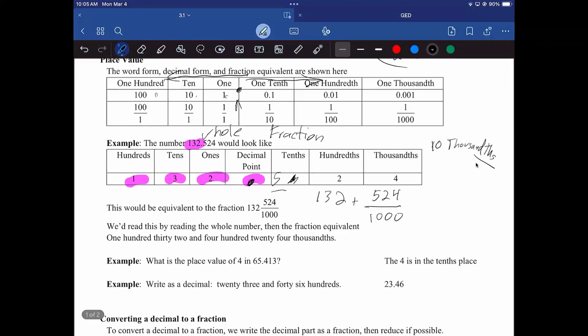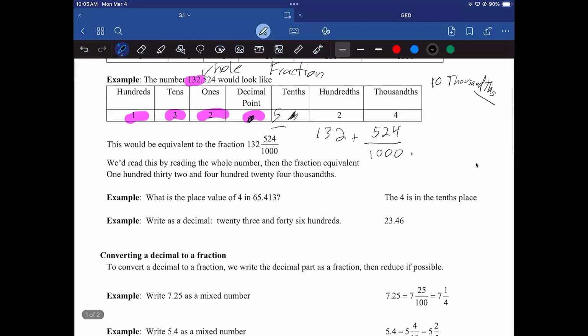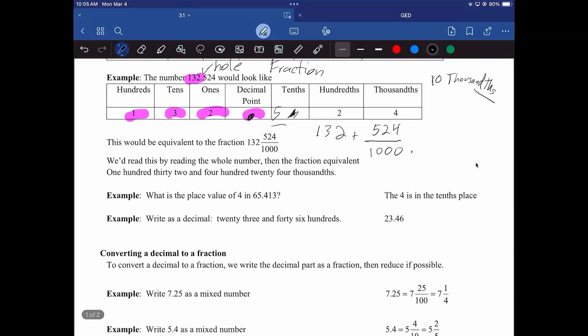Okay, so now if I were to write this as a fraction, I have 524 over 1,000. And that will do for what we're doing today. In the future, we'll probably want to prime factor that bad boy and then figure out a more exact number, one without so much fluff, one that's simplified.